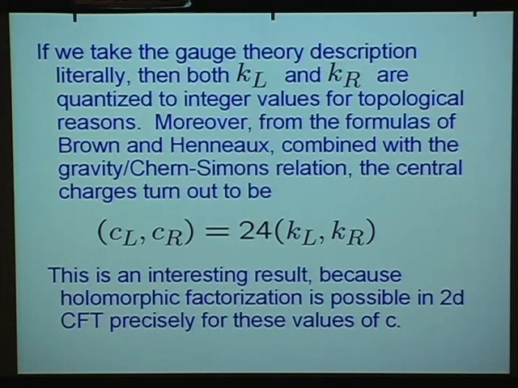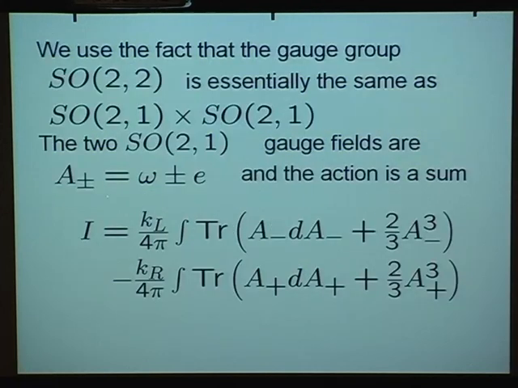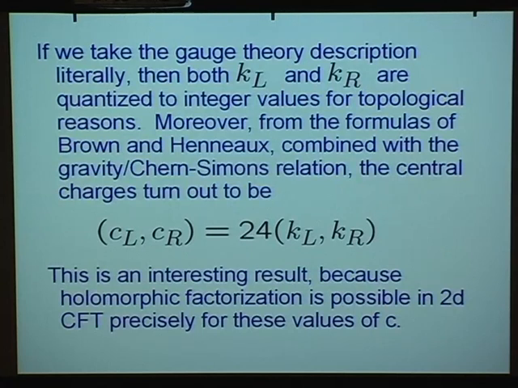And moreover, if we then also use the results of Brown and Henneaux and the gauge theory-gravity Chern-Simons relation, then we find that the central charges are 24 times integers. So a two-dimensional conformal field theory has a left and right central charge, and they are 24 times these two integers, k left and k right. Now that came by assuming the gauge group was SO(2,1) times SO(2,1). We could have replaced it with some kind of covering group, and then more values would have been allowed. But I don't want to. I like this answer, so I prefer to assume that the gauge group is precisely SO(2,1) times SO(2,1). That's a good answer, because in two-dimensional conformal field theory, holomorphic factorization is possible precisely for these values of the central charge.